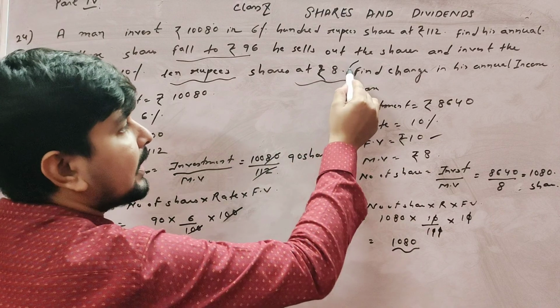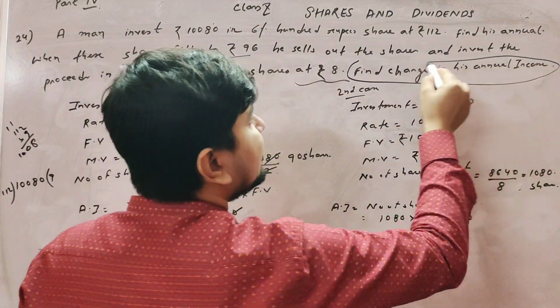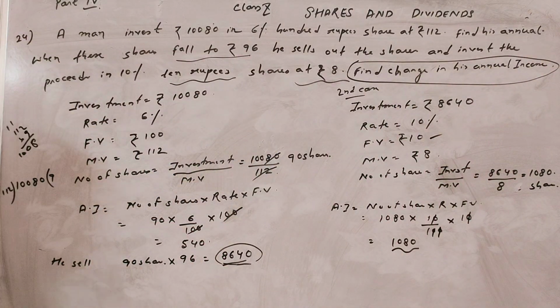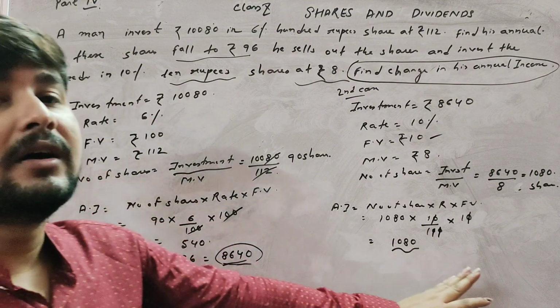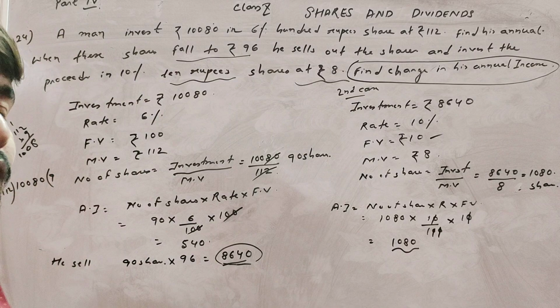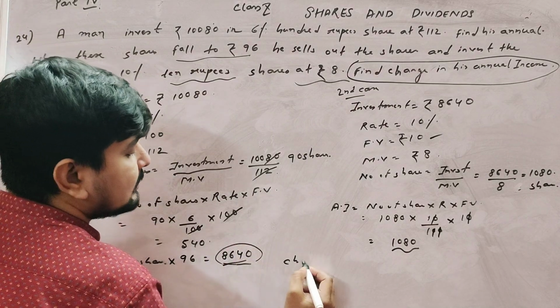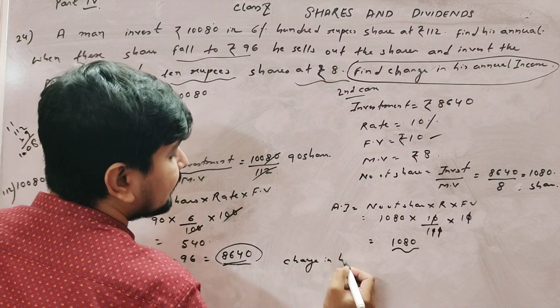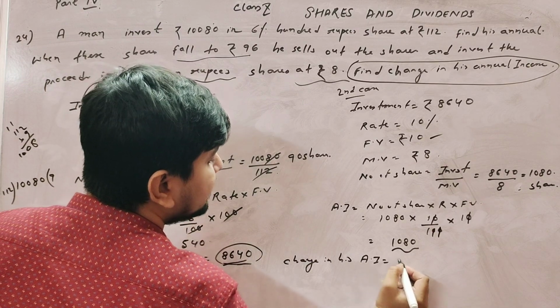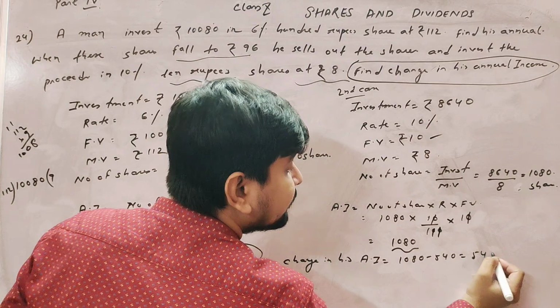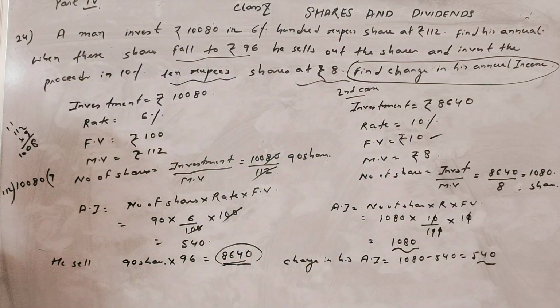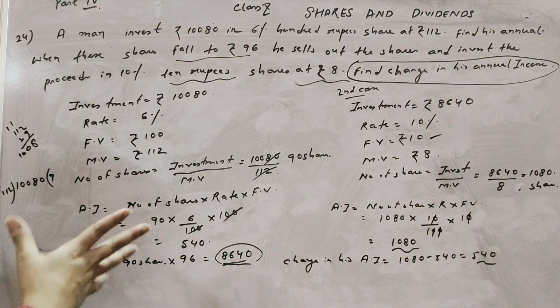The question is find the change in his annual income. That means what is the change in his annual income? Firstly, he earned annual income 540. Now he earns annual income 1080. So what is his change? So change in his annual income is 1080 minus 540. It's 540. That means his annual income changed by 540. Okay, note.